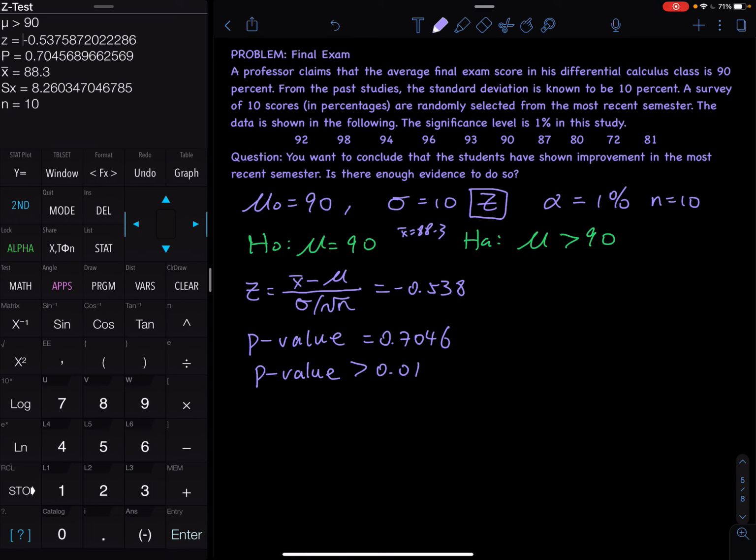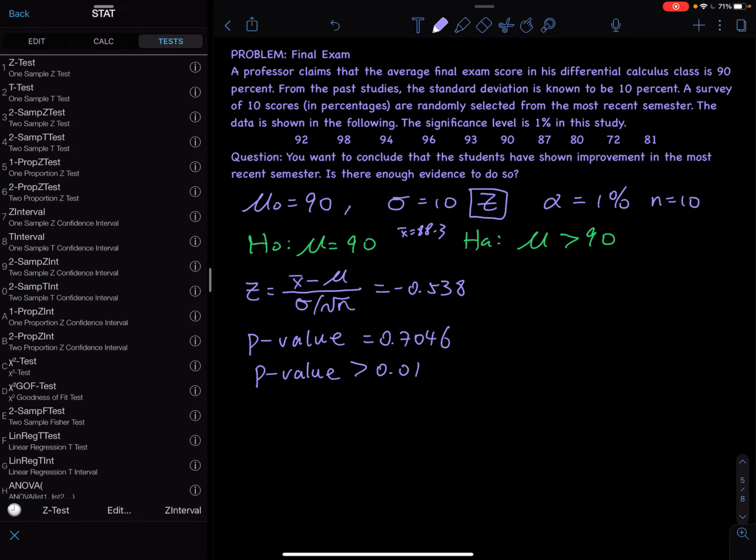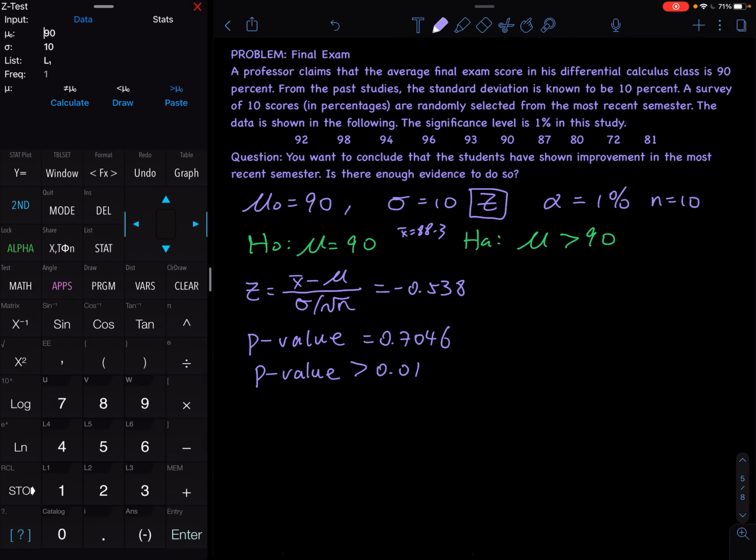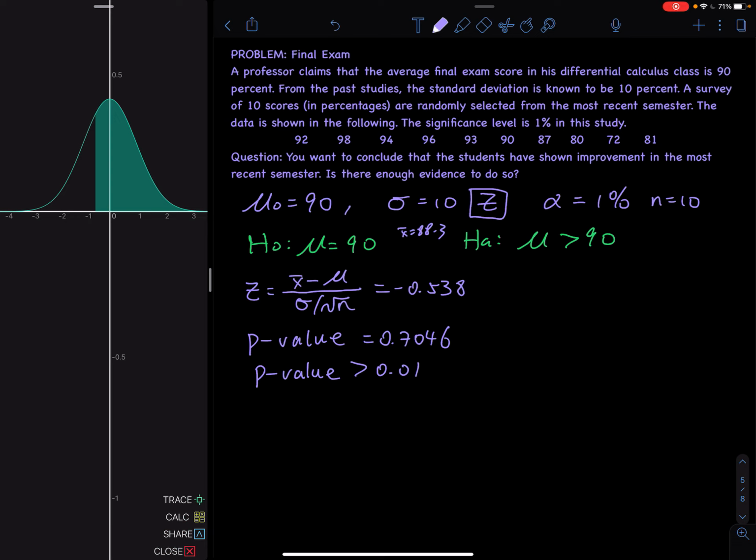Okay, how about the graphical representation? For the graphical representation, you can draw that. You can ask the calculator to do it for you. So just simply go back to stat, Z test. So instead of selecting the calculate option, you select the draw option, and then you will see the graph. I never use this because it is faster to just do the graph yourself.